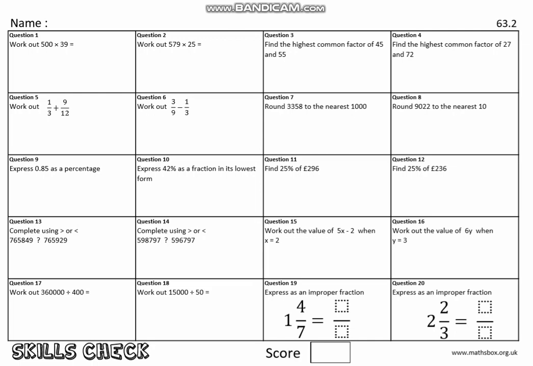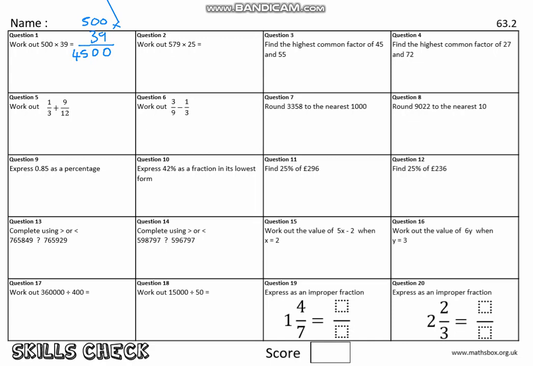Okay, so we're going to start with this one. We've got 500 times 39. We're going to do it the same way we have for the past few weeks. We start with this number here and we do 9 times all these three numbers individually. So 9 times 0 is 0, 9 times 0 is 0, and 9 times 5 is 45. So we write it like that. That one was nice and easy.